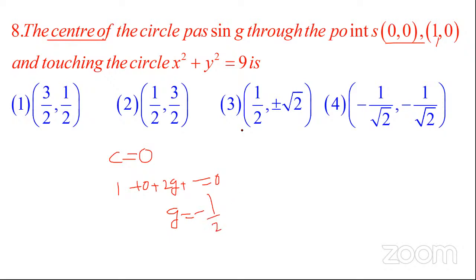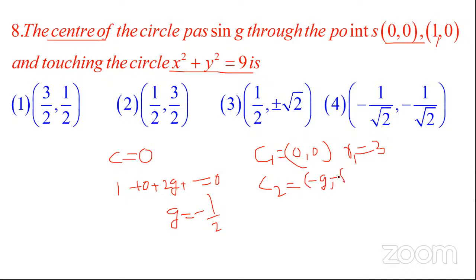Then what is the C1 value? From the given circle, the center C1 equals 0 comma 0, and the radius of that circle is nothing but 3, so R1 equals 3. Then the required equation is x square plus y square plus 2gx plus 2fy plus c. The center is C2 equal to minus g comma minus f. Then the R2 value is the square root of g square plus f square, and we have to substitute that value.